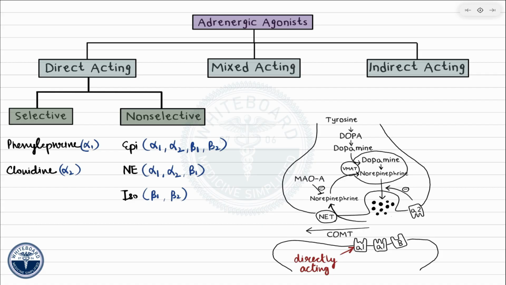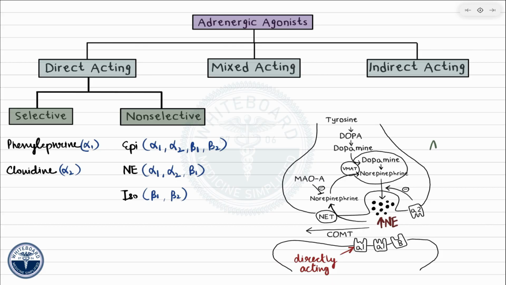Indirect-acting adrenergic agonists, on the other hand, do not directly stimulate adrenergic receptors. Instead, they increase the availability of norepinephrine at sympathetic nerve endings, allowing the body's own neurotransmitter to produce a greater response. In other words, these drugs depend on the presence of a functioning sympathetic nerve terminal because their effects are mediated through the release or preservation of endogenous norepinephrine. They can achieve this in several ways.